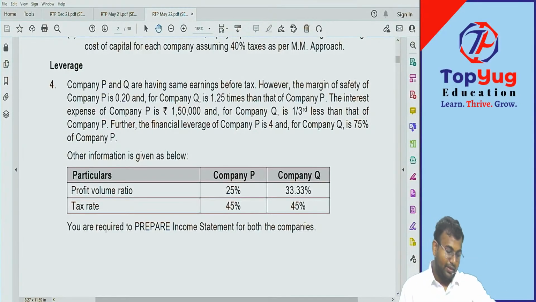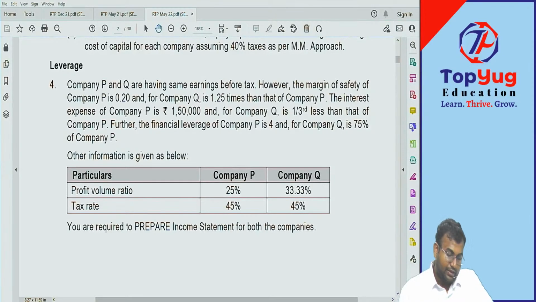Right? So the interest expense of company P is 1 lakh 50, and for company Q, it is 1/3 less than that of company P. Less than. So 1 lakh 50 divided by 3, so that is 50,000 less. So the company Q interest is how much? 1 lakh 50 minus 50, 1 lakh. Is it understood?